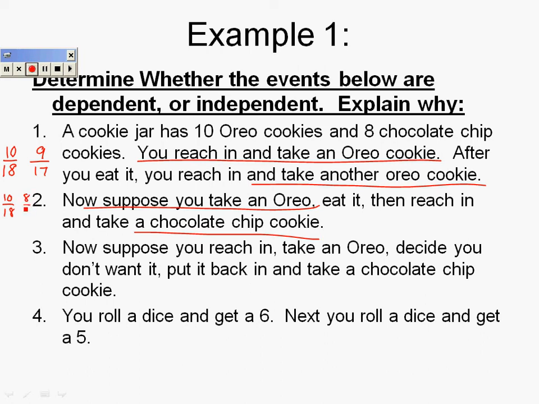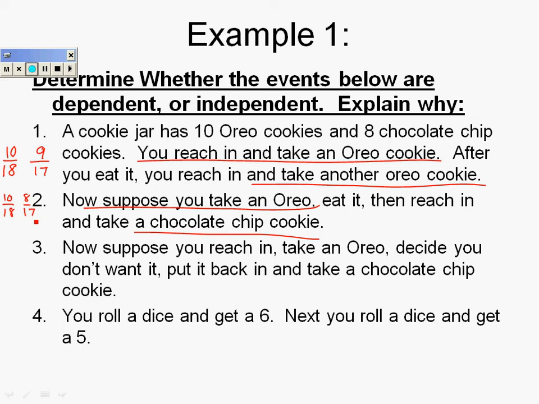Now let me ask you this. Did my first choice affect the number of chocolate chip cookies? No, because I had an Oreo, right? So the event was not affected. But let me ask you this. Was the sample space affected? Yeah. How many total cookies are left? 17. So it doesn't matter whether it's the event or the sample space.